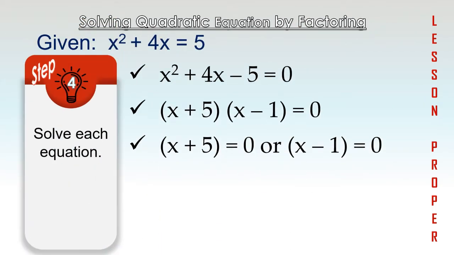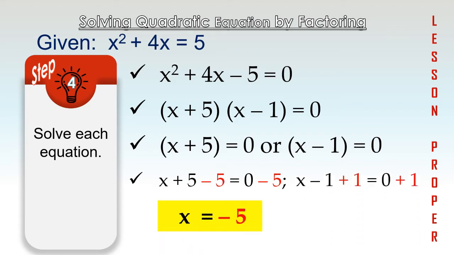After setting the factors to 0, we're now ready to find the possible values of x. So the first factor, x plus 5, is equal to 0. Solving for the value of x, we're going to subtract 5 from both sides of the equation. So that gives us a value of x which is equal to negative 5. Next factor, we have x minus 1 being equated to 0. Solving for the value of x, we're going to add 1 to both sides of the equation so that we can eliminate negative 1 on the left side of the equation, giving us the second possible value of x.